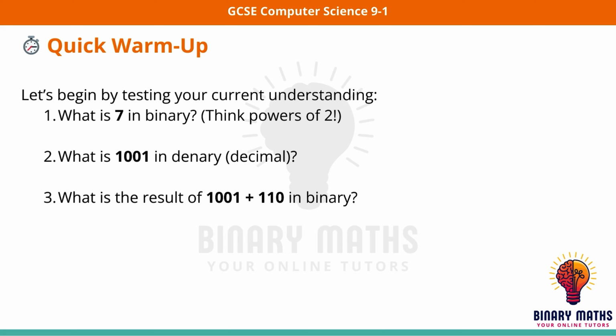Let's warm up with 3 quick questions. What's the binary equivalent of 7? Convert the binary number 1001 to denary. Add these binary numbers: 1001 plus 110. Pause the video if you'd like to try these yourself.